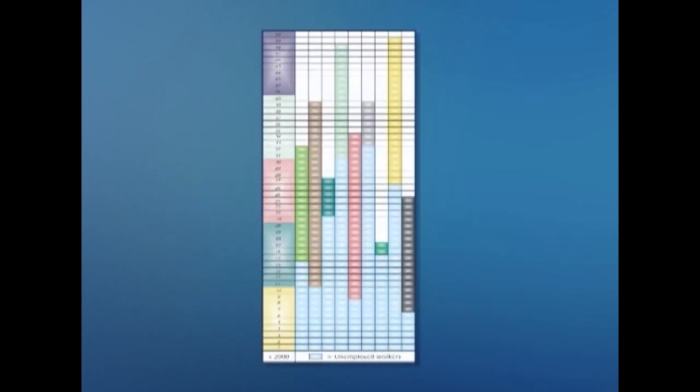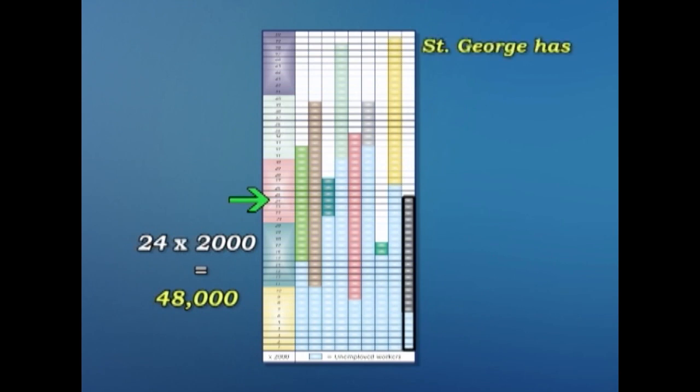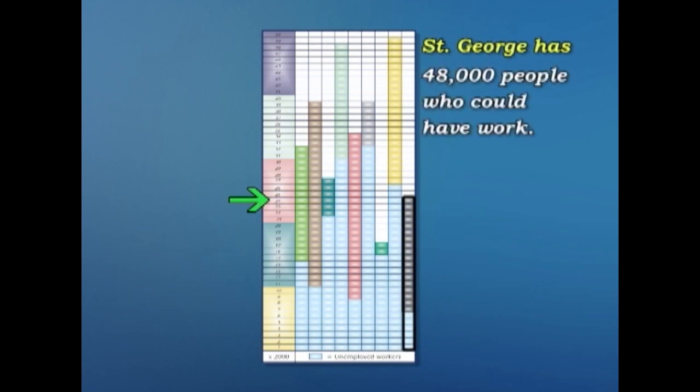George. Now the total number of people who could work in St. George is actually, can you see, look at the top of the column, is 24. But don't forget, that's 24 times 2,000. So 24 times 2 is 48,000. So we can say St. George has 24 times 2,000. That's 48,000 people who could have work.